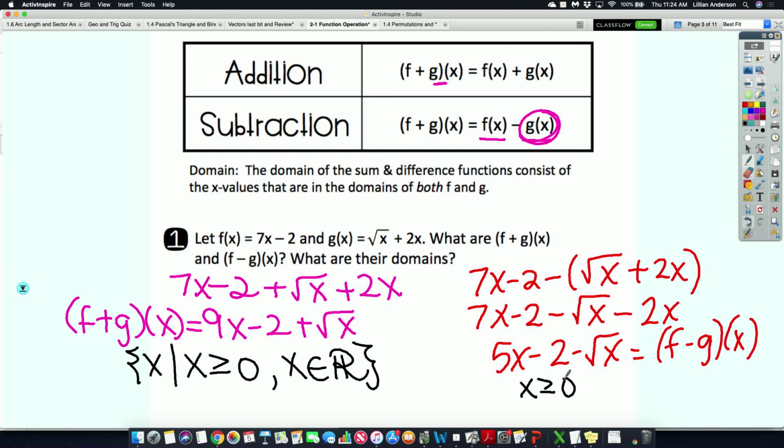X is greater than or equal to 0. 0 with the little bracket, comma, the infinity, and the bracket. There you go. So that's both ways. Before anybody says anything, know the domains of the sum and the difference won't always be the exact same thing. It really depends on what the functions are. Okay? Questions on adding and subtracting?